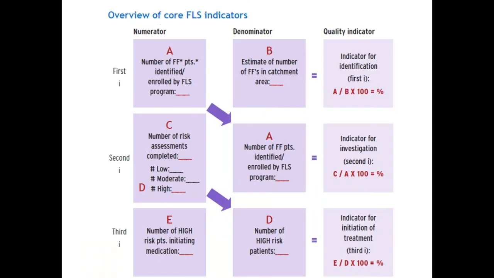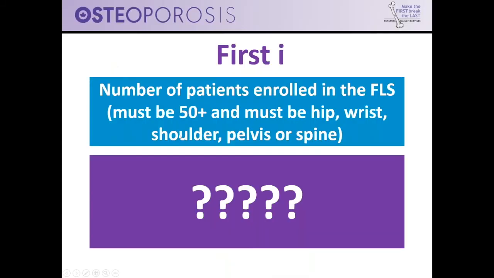So here's the overview of the core FLS indicators. As you can see, there's a numerator and a denominator for each of the first, the second, and the third I. But I want to spend a little time on the first I because it's a little tricky. So the first I numerator is the number of fragility fracture patients enrolled in the FLS within 6 weeks of their fracture. And the patients must be over 50, and we're limiting this to the hip, wrist, shoulder, pelvis, or spine. Now you see the denominator here? I've got a big question mark.